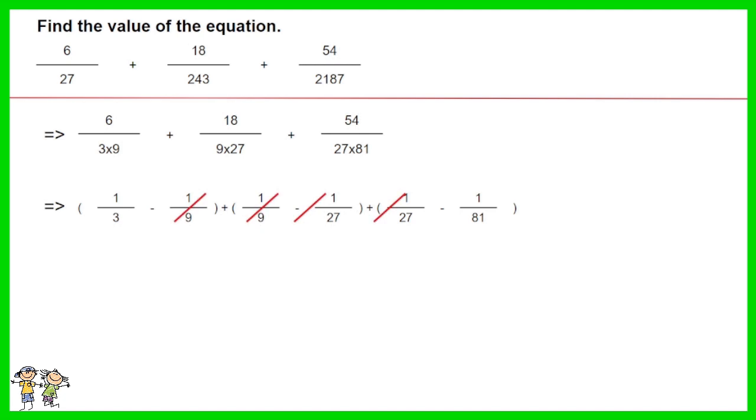The fractions cancel each other out, except for the first one and last one. Thus the remaining fractions are 1 over 3 minus 1 over 81. The answer for the equation is 26 over 81.